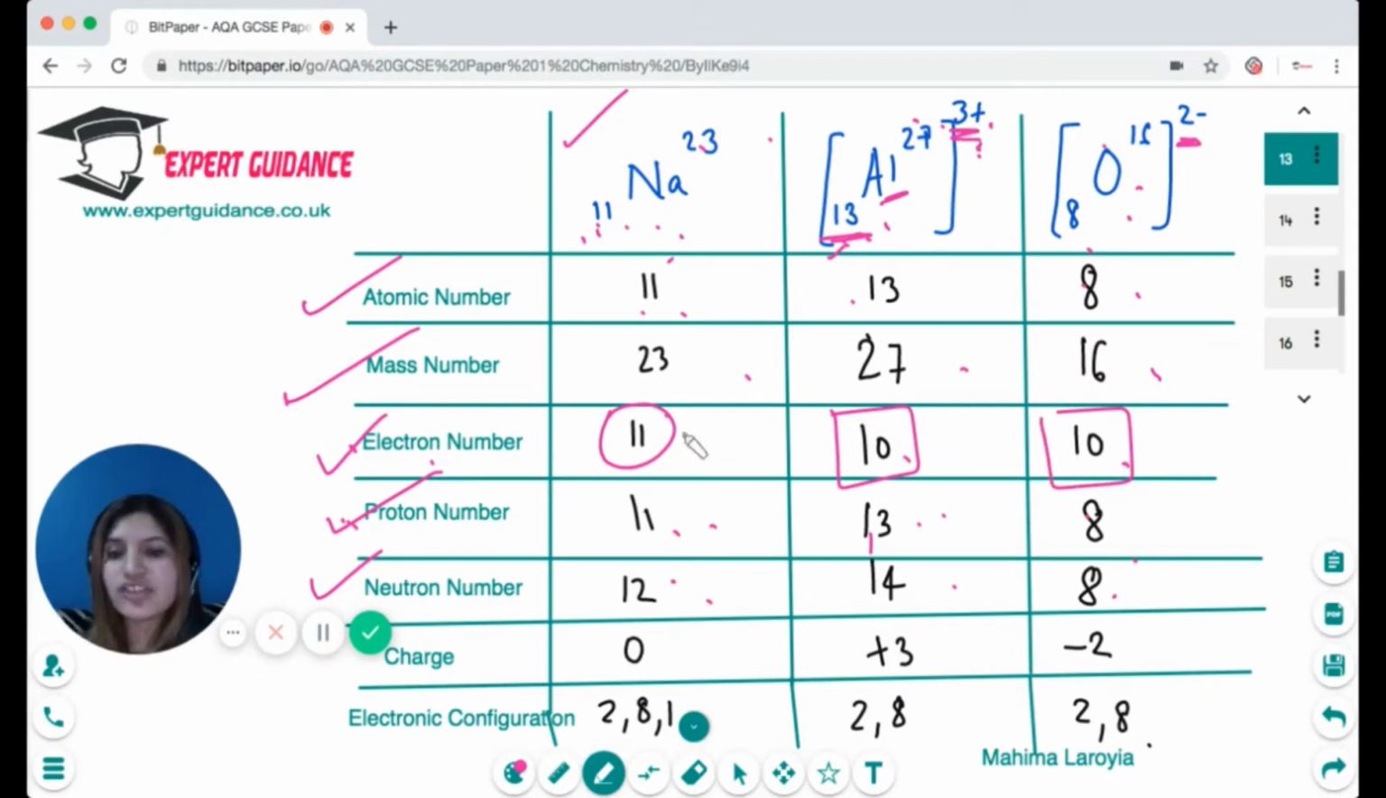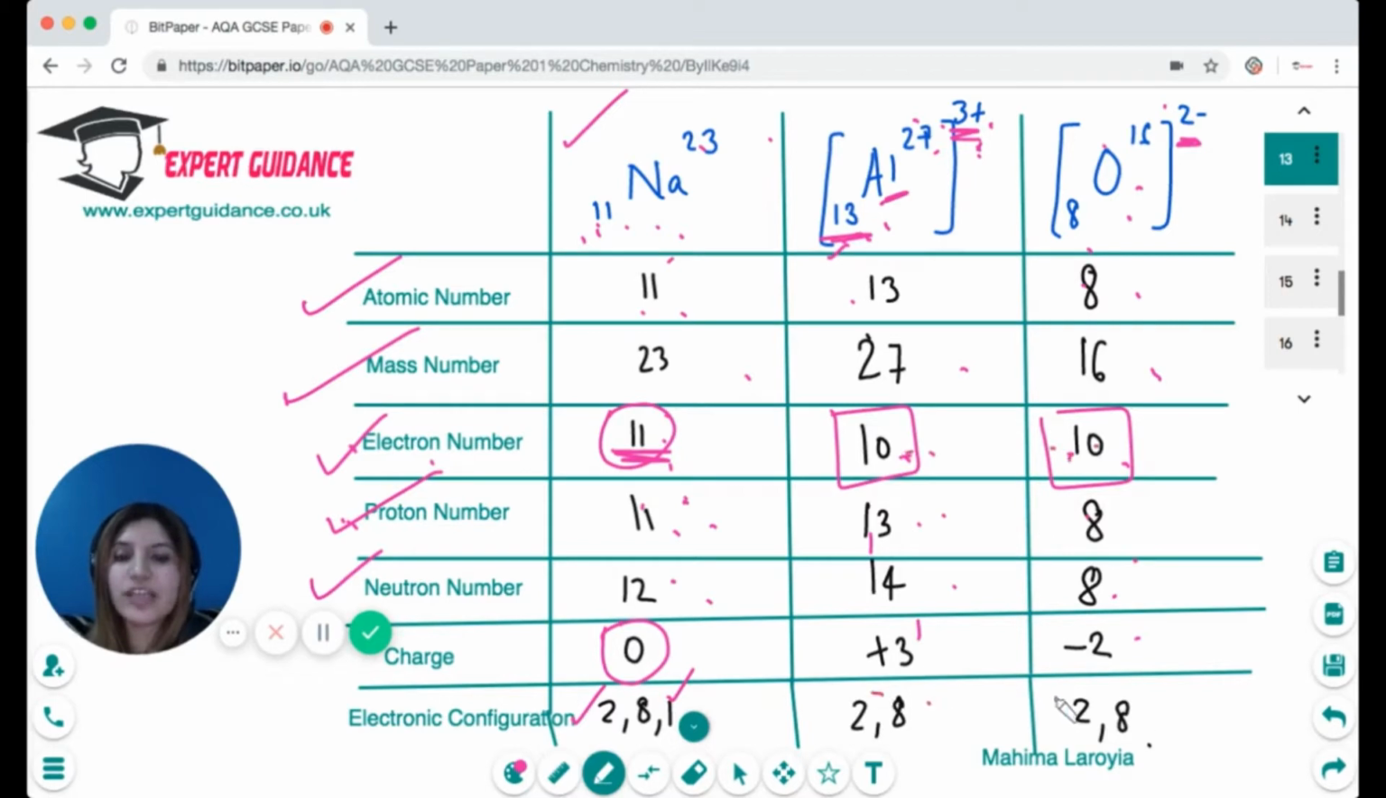Okay, so the charge is the proton number take away the electron number. So here it is an equal number, so it is 0. Here the charge is +3. Here the charge is -2. Now electronic configuration, since the electron number is 11, so 2 in the first shell, 8 in the second shell, and left over 1 in the third shell. These both have 10 electrons.